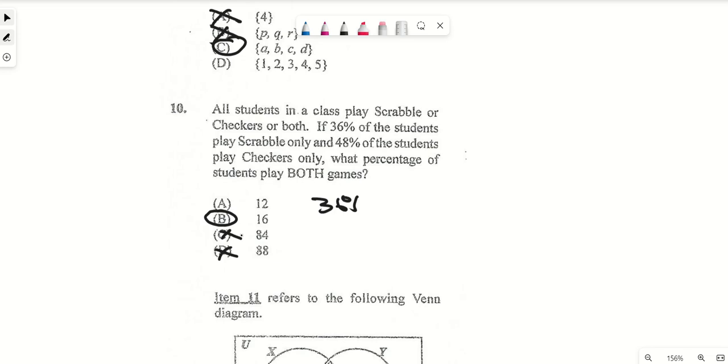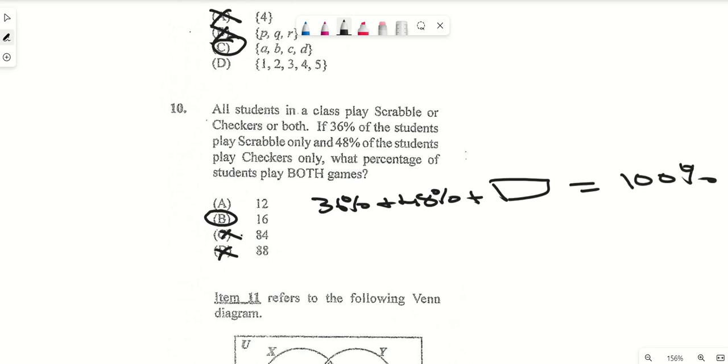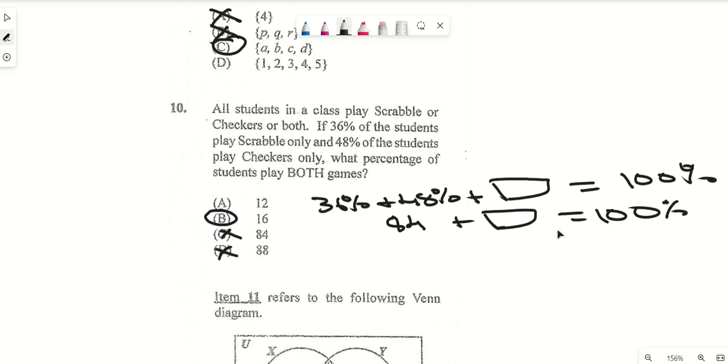36 is Scrabble only and 48 is checkers only, plus the number of persons who do both is equal to 100%. Remember, your total percent is always 100. 36 plus 48 is 84. 84 plus some number is equal to 100. If we look at the options, 84 plus 16 is equal to 100%. So the answer is 16, or B.